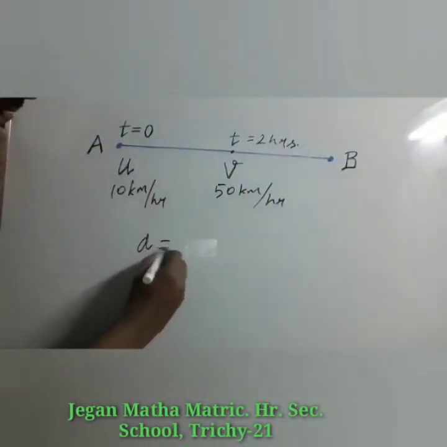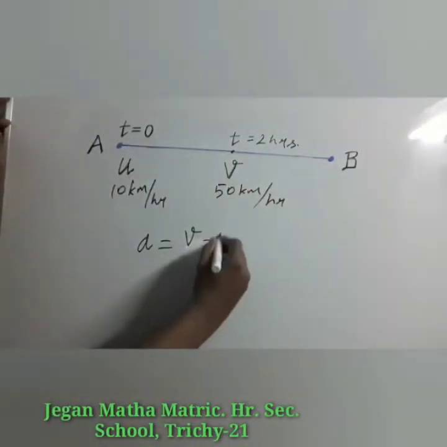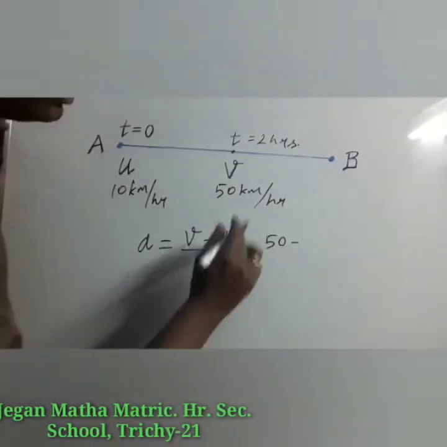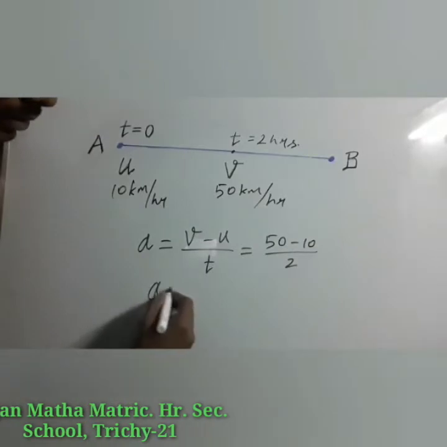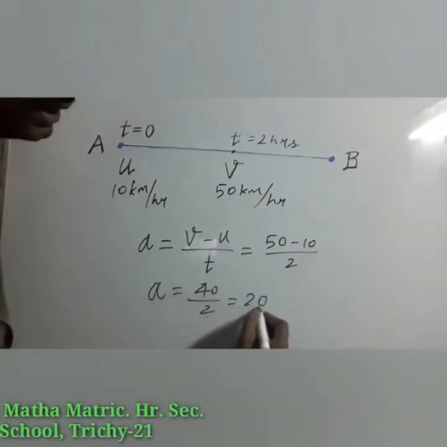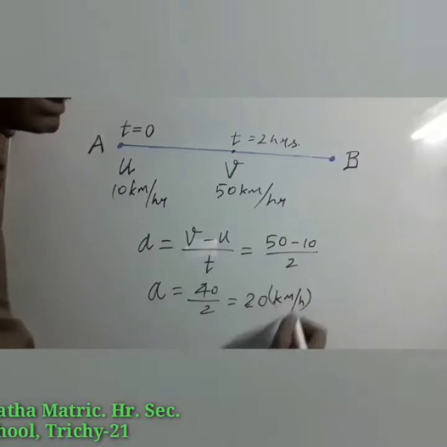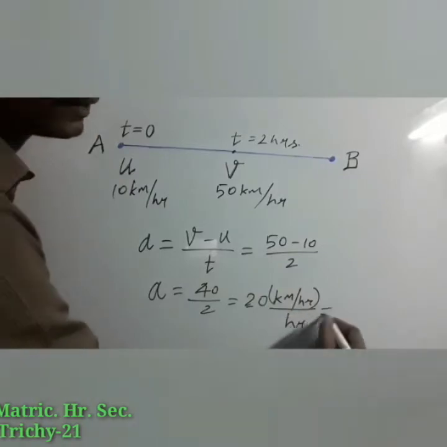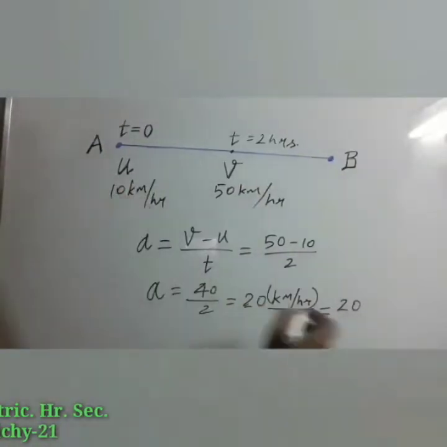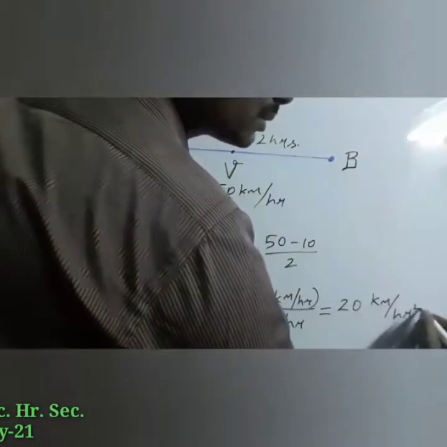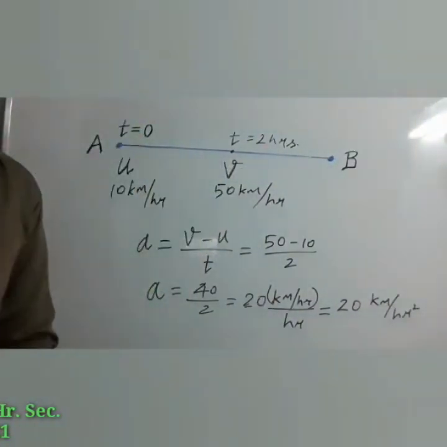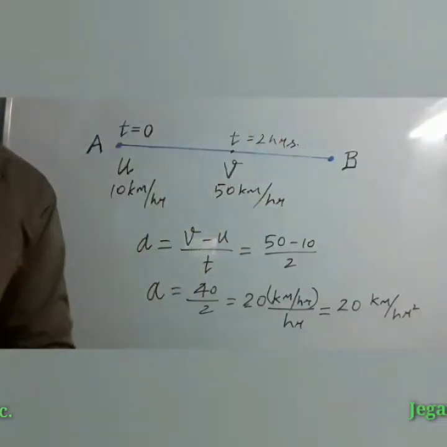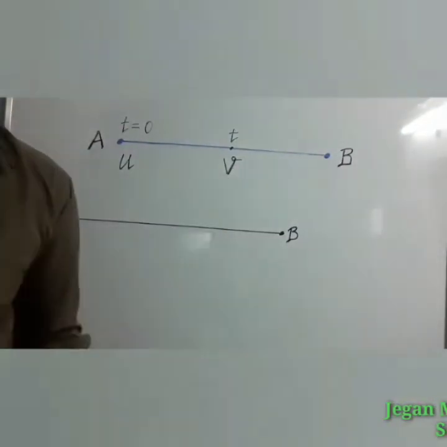How can you find the acceleration? a is equal to final velocity minus initial velocity by time. Acceleration is nothing but the change in velocity with respect to time. So here V is 50 minus U is 10, by 2. So a is equal to 40 by 2, 20. It is km per hour for velocity divided by hour for time. So what is the unit of acceleration in this case? Kilometer per hour square. Remember, we have taken accelerated motion since your velocity is increased with respect to time. It is an example of accelerated motion.